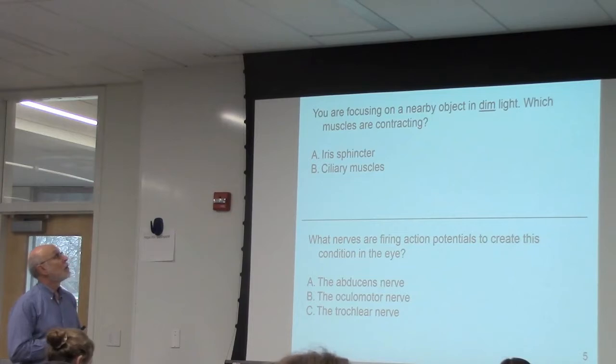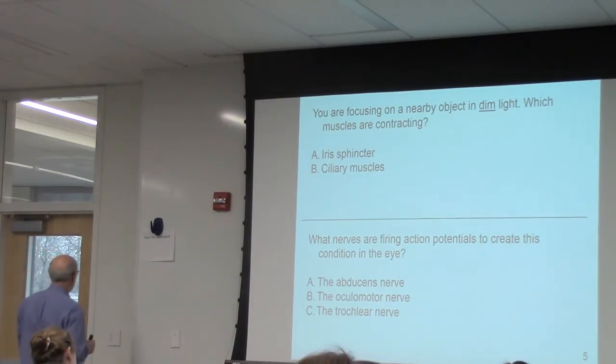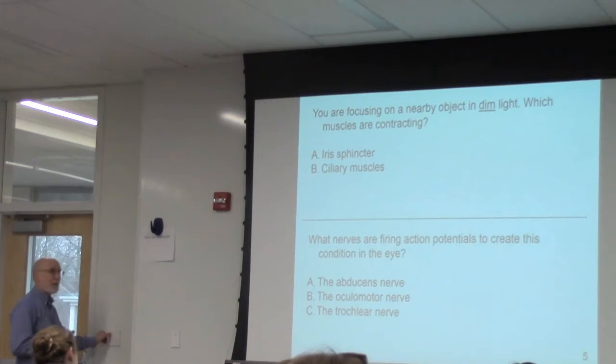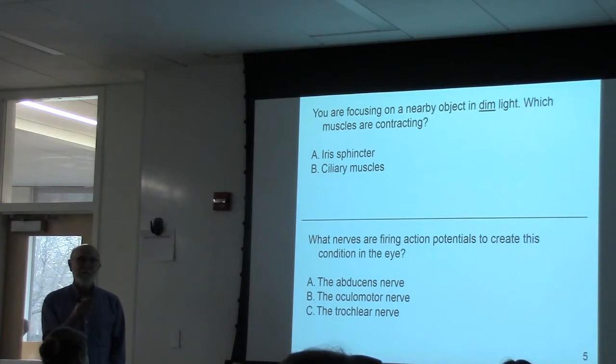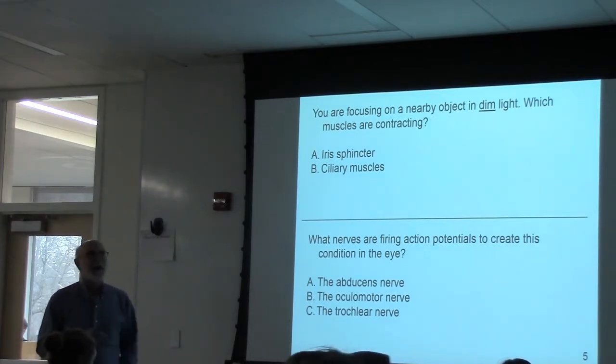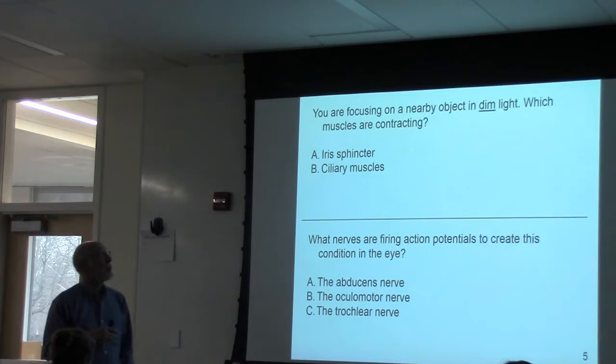Okay? You're focusing on a nearby object in dim light. You can demonstrate it. Focus on a nearby object in dim light. Too dim, but your eyes are adjusting now. You're focusing on a nearby object in dim light. Which muscles are contracting?